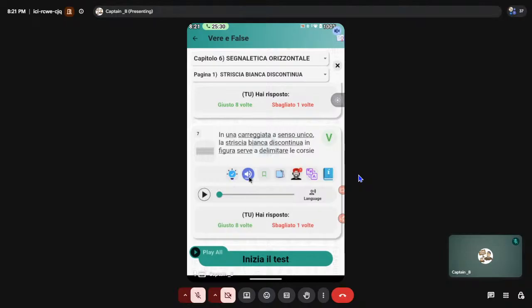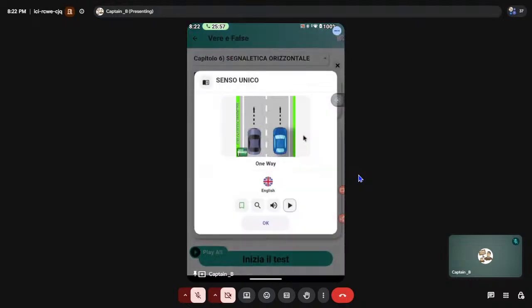In una carreggiata a senso unico, la striscia bianca discontinua in figura serve a delimitare le corsie. Now, he said in una carreggiata a senso unico. Attention. Doppio senso is two-way circulation, one for going, one for coming. But senso unico is made for one-way circulation. No car is coming, it's only going like this. Doppio senso we get, which is two-way. They wrote it before, they said two-way. If it is two-way, one will be using it to come, while the other one will be using the other road for going.